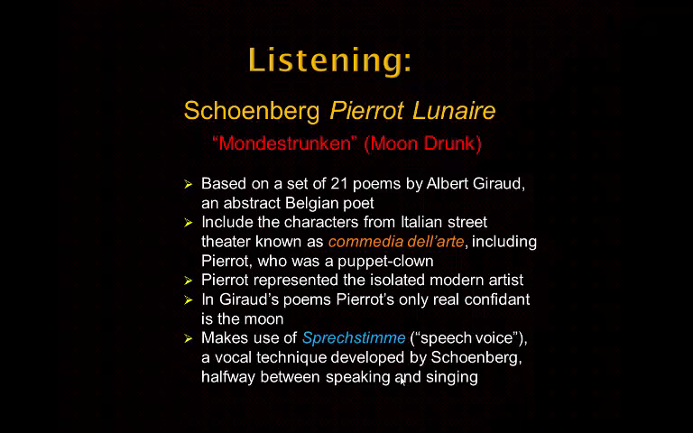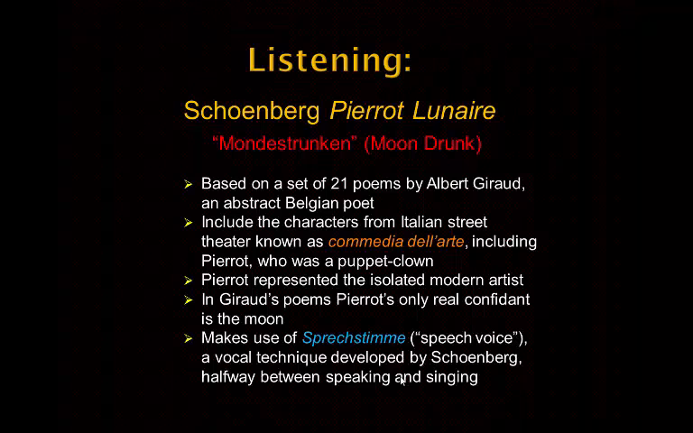Schoenberg even invented a new vocal technique that he felt would best express the emotions he was trying to portray. He called this Sprechstimme, or speech voice in English. It is halfway between speaking and singing. The singer basically sings a pitch and then falls off the pitch, sort of like a trombone glissando.